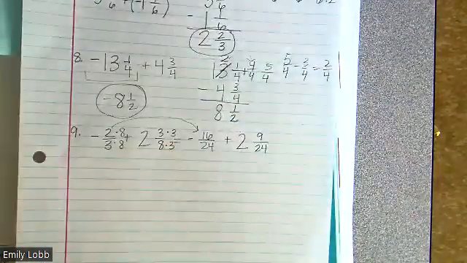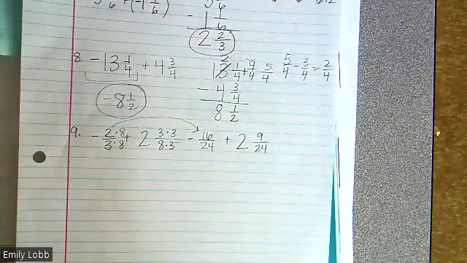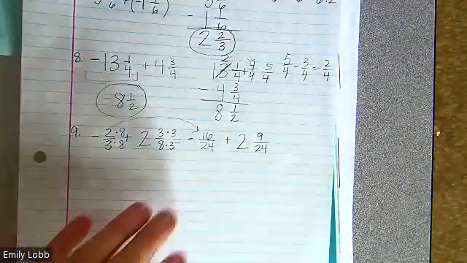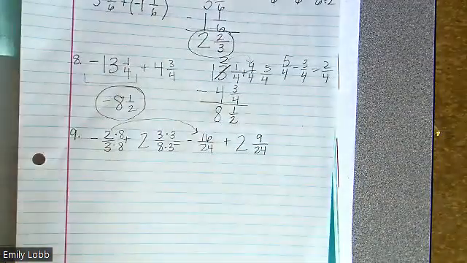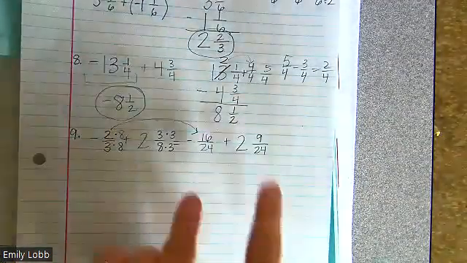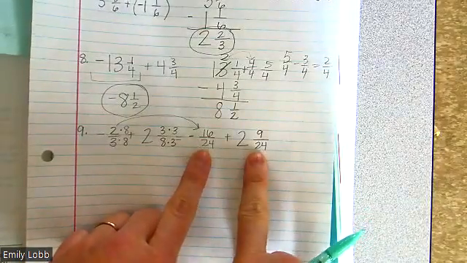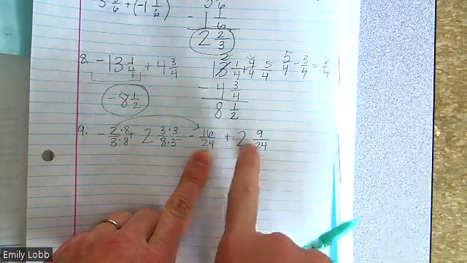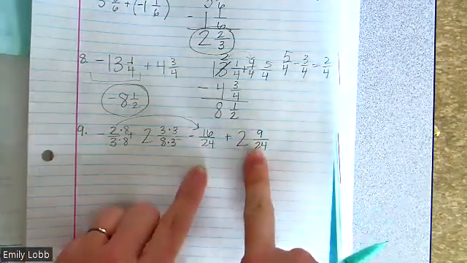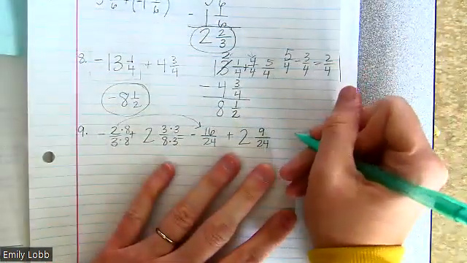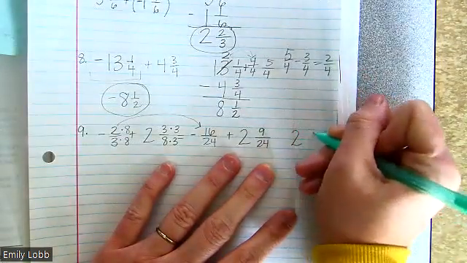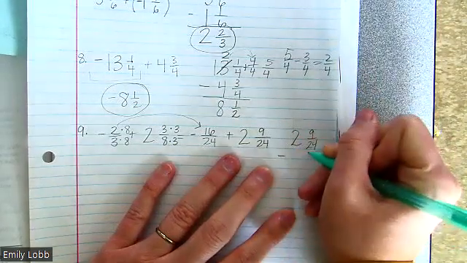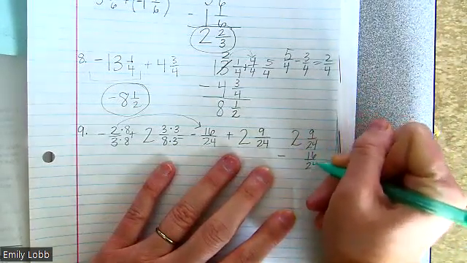But my signs are different, which means I'm going to subtract. I'm going to find the difference, which means to subtract. So I'm taking big minus little. Which of these numbers is bigger? It's the 2 and 9/24, right? So it's really 2 and 9/24 minus 16/24.